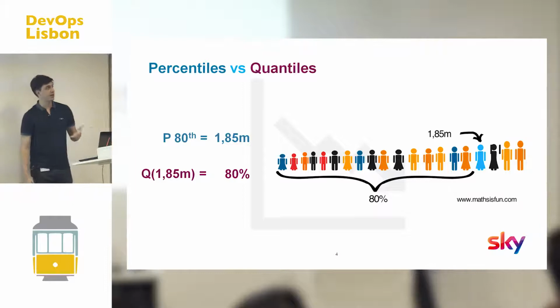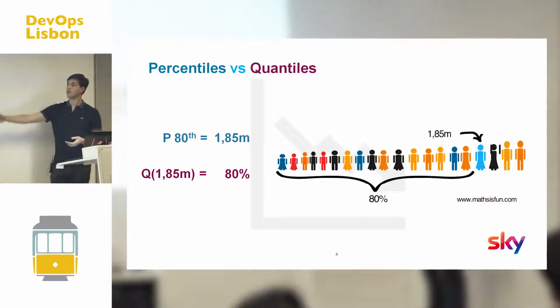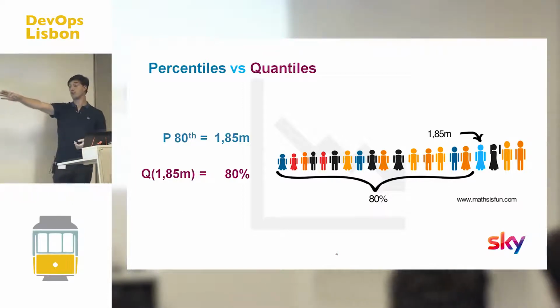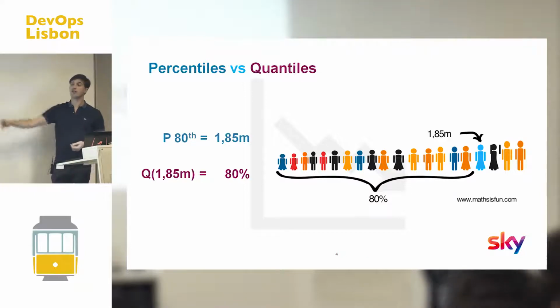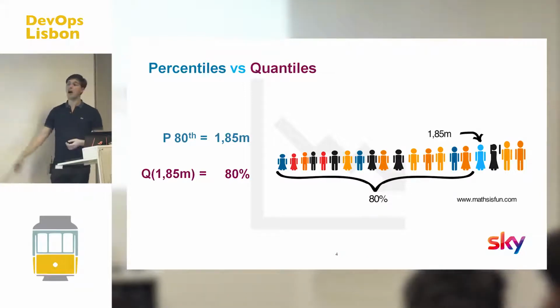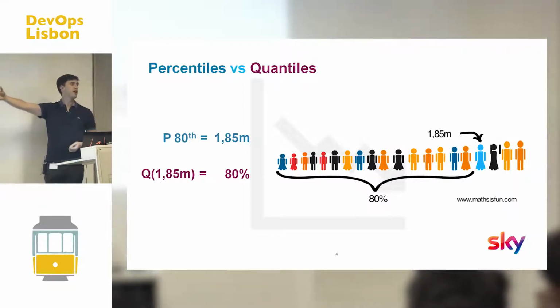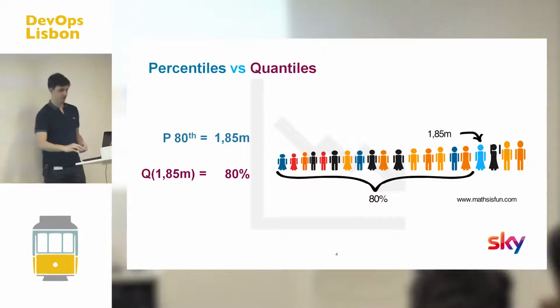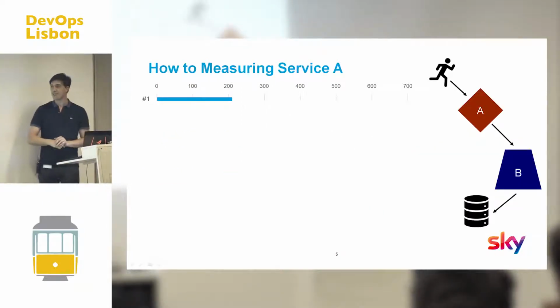So the percentile tells us that 80% of the population is under 1 meter 85, and the quantile tells us how much of the population is under a certain height. In this case, 1 meter 85, it will be 80%. All good? Okay. So let's translate this to a service.